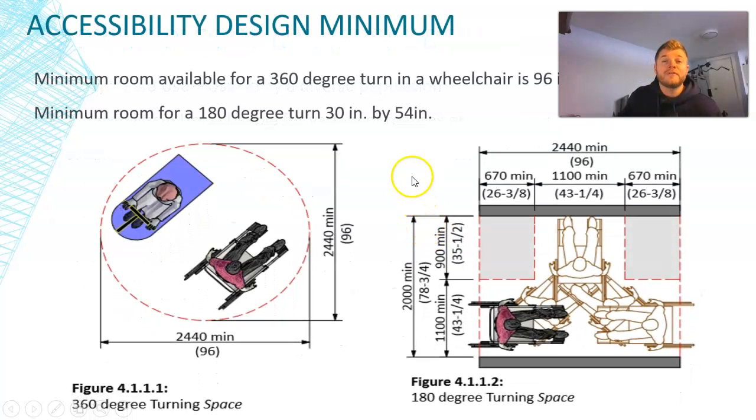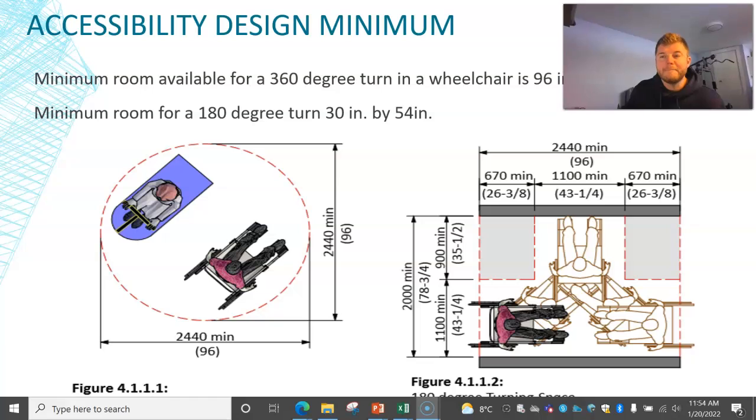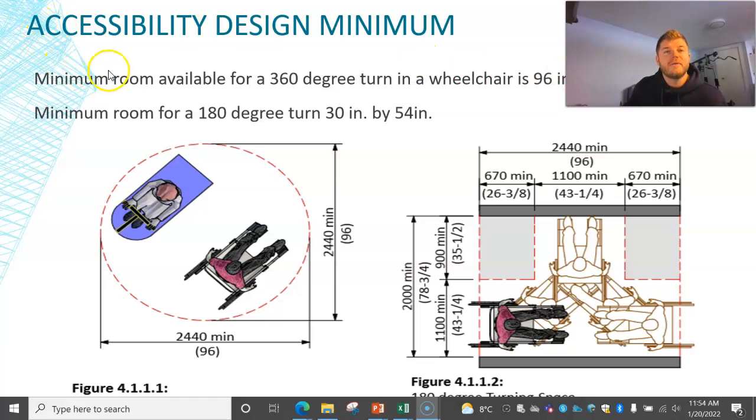Now this goes into some of the AODA, which is the Accessibility for Ontarians with Disabilities Act. These are some of the requirements that you must have in some of your designs. When it comes to wheelchairs, we're going to look at a lot of wheelchair movement paths. These are the minimum requirements.